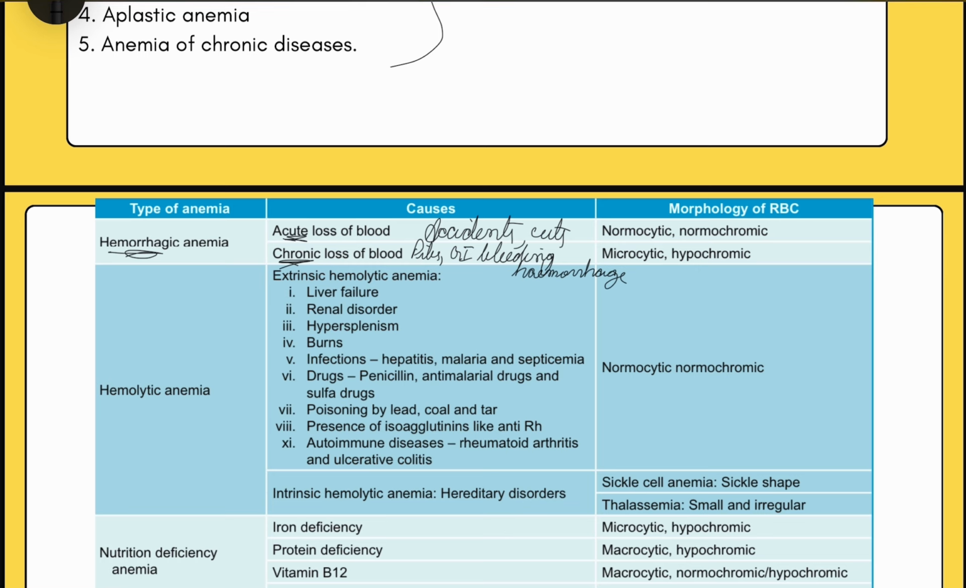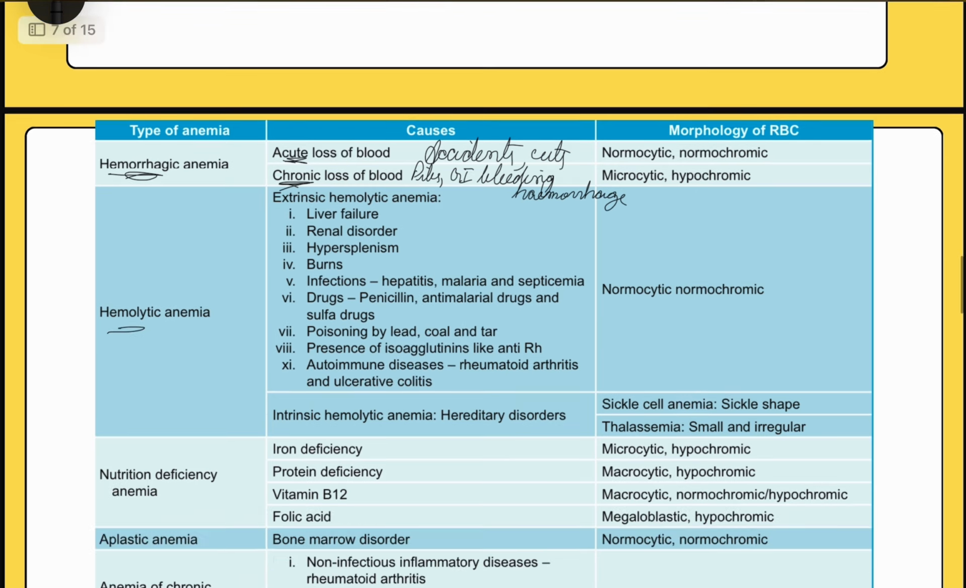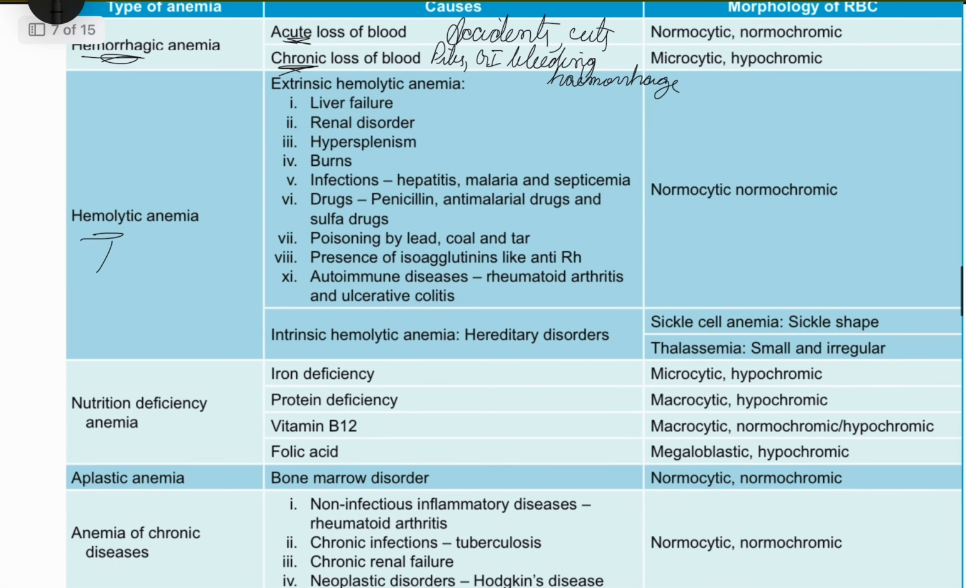Next, coming to hemolytic anemia. Firstly we need to know what is hemolysis. Hemolysis actually means the breakdown of anything, and hemolytic anemia means the breakdown of the RBCs. Again, hemolytic anemia can be of two types. One is the intrinsic hemolytic anemia, and another is the extrinsic hemolytic anemia.